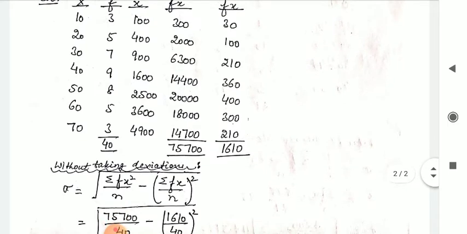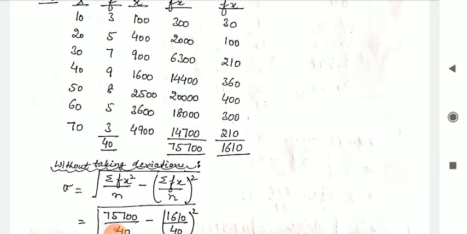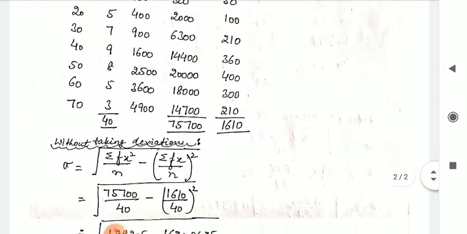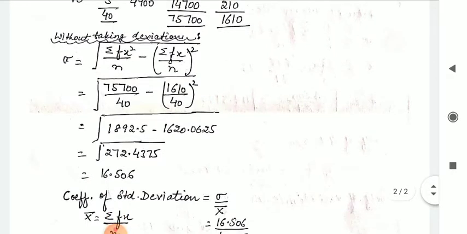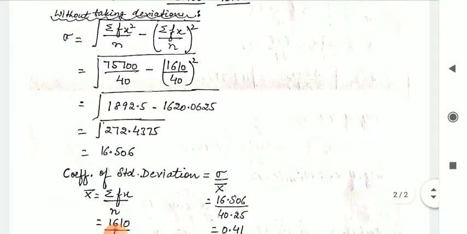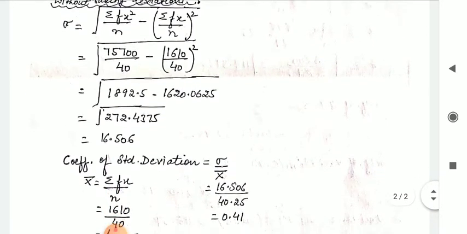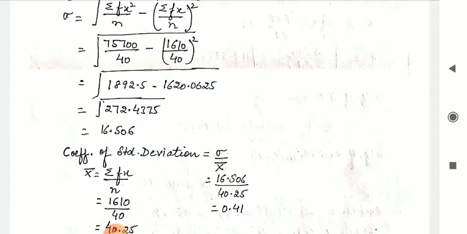We make this column also, fx square, and its total comes out to be 75700. So we are going to put all the values in the formula. We also take the total of frequency, that comes out to be 40. So putting all the values in this very formula is going to give us the answer, that is standard deviation is equal to 16.506.